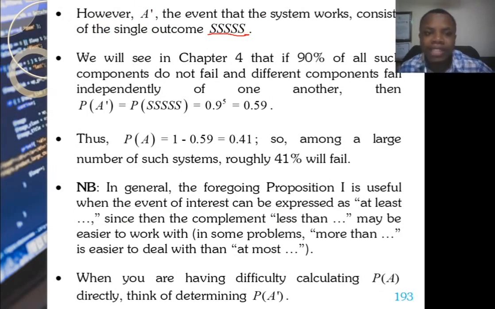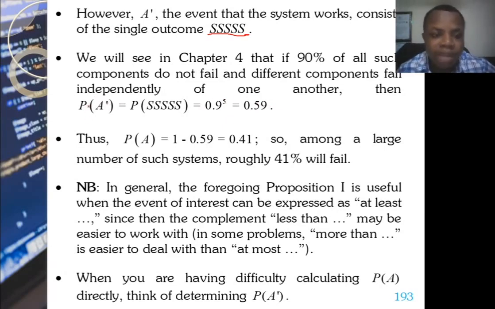Okay, and in chapter 4, in subsequent sections, we are going to see that if 90% of all components within a system do not fail, then independently of one another, the probability of that event, that is the A prime with only one outcome, will be equal to 0.9 raised to the power 5, where this 5 refers to the number of components that we are looking at. So with this, all this gives us 0.59, and that happens to be the probability of A prime.